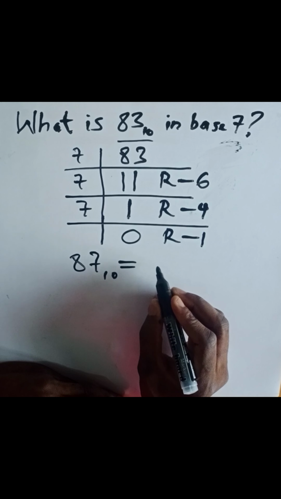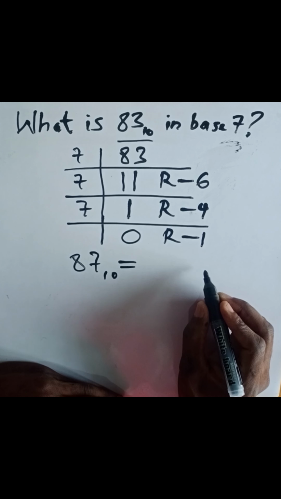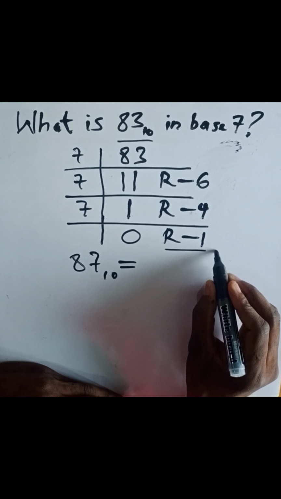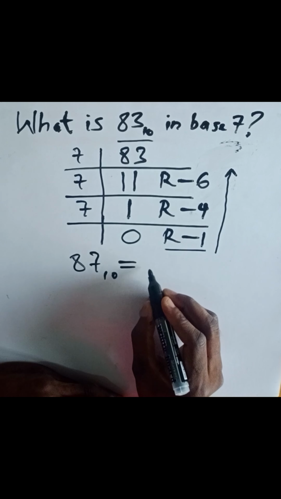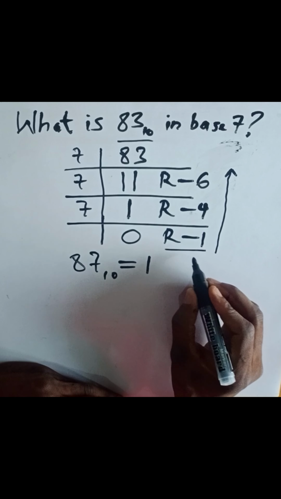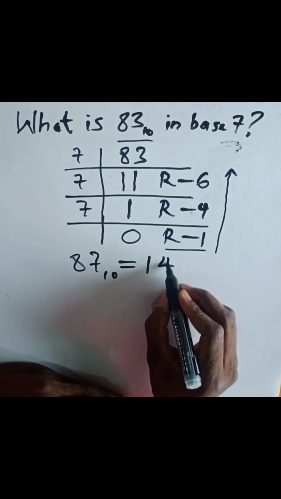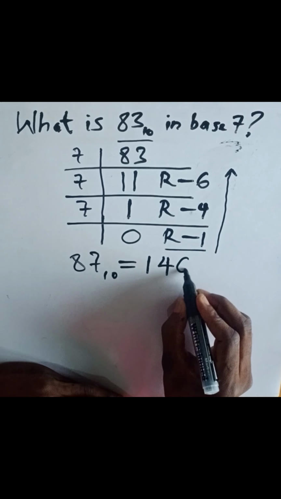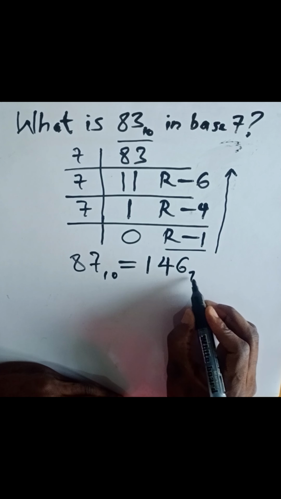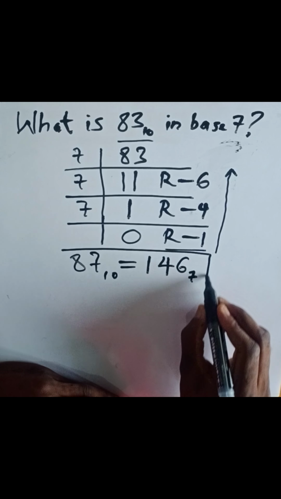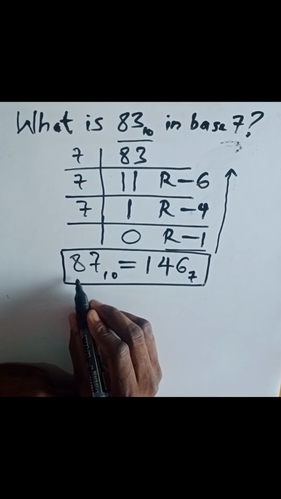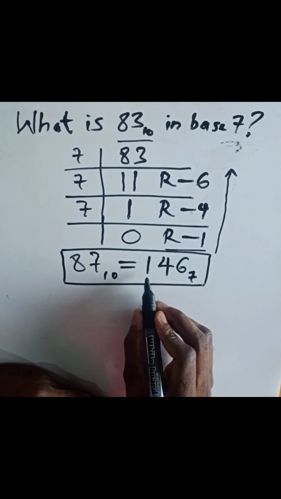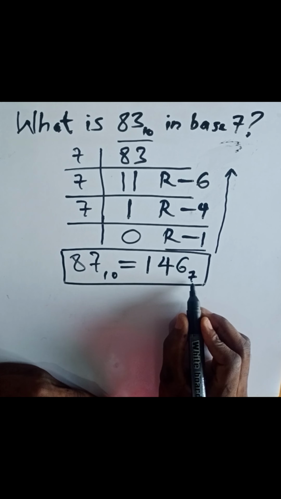Now, to get your final answer, you have to read the remainders from the last remainder. That is, from the last remainder, you have to read the remainders and write it down. So this will be 1, followed by the next remainder, which is 4, followed by the next one, which is 6, in base 7. So this is the exact number. That is, our 83 base 10 is equal to 146 in base 7.